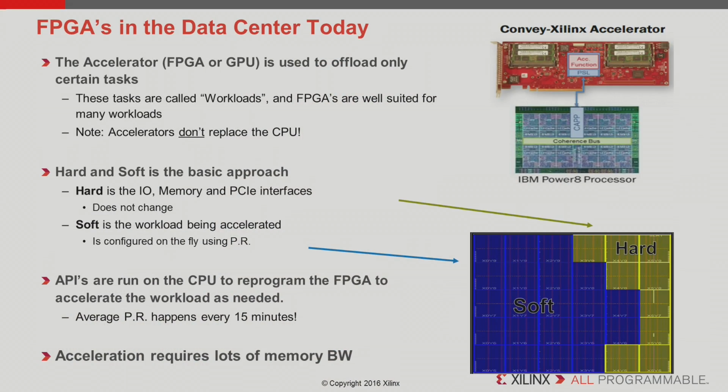So in data centers, FPGAs are mainly used as accelerators, typically in conjunction with a processor. They sit on a PCIe bus or some kind of cache-coherent interface to offload tasks or workloads, so the CPUs could be used for some other functionality.